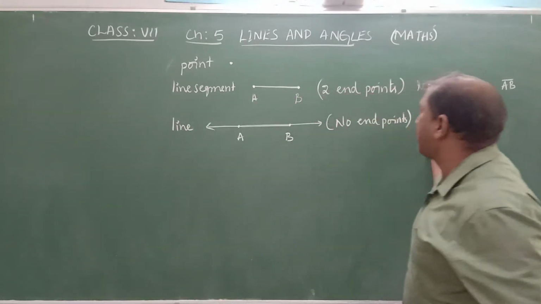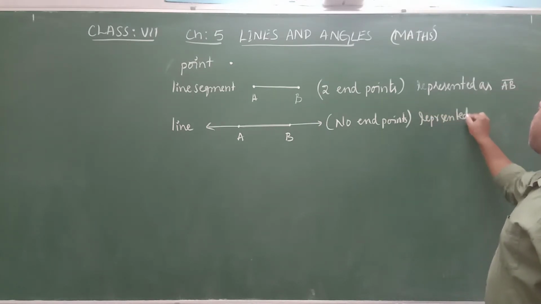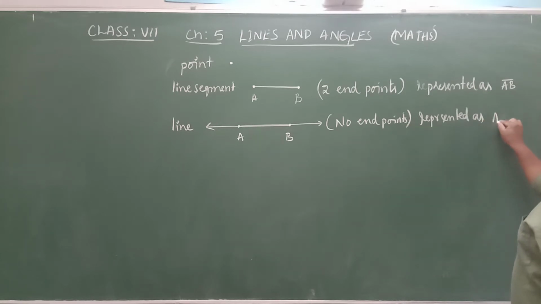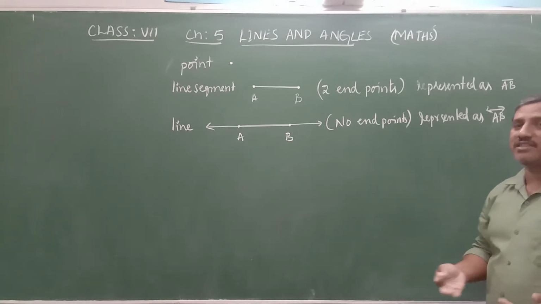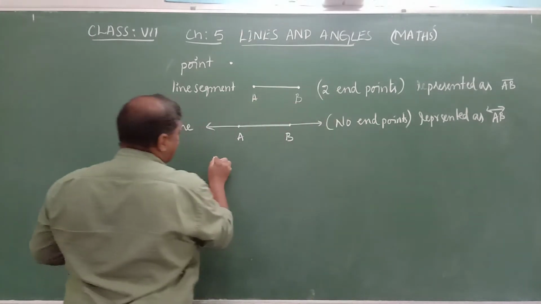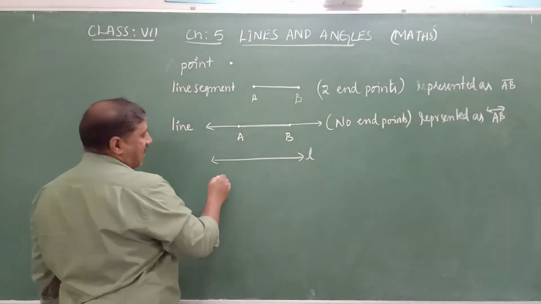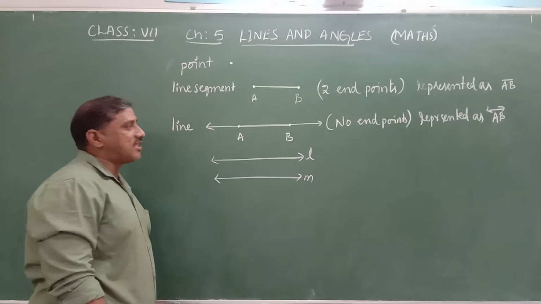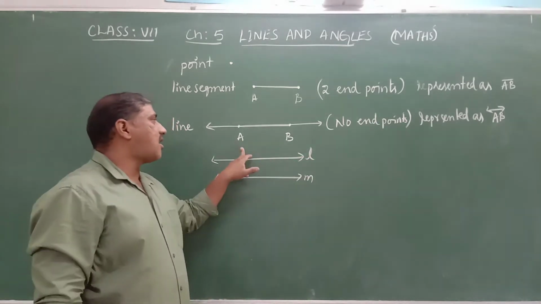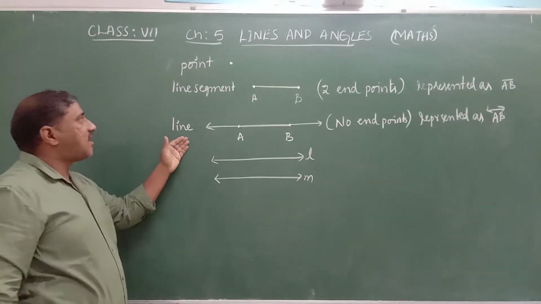And how are these lines represented? Lines are represented as line AB, like this, with two arrow marks. We will also represent lines with small letters. Let this be a line. It is represented with L, line L, and this is a line. One more, it is represented with the letter M. So lines will be represented with small letters, or we take two capital letters to represent the line.